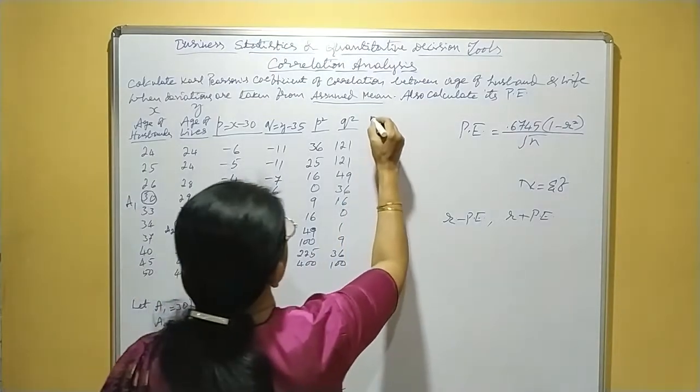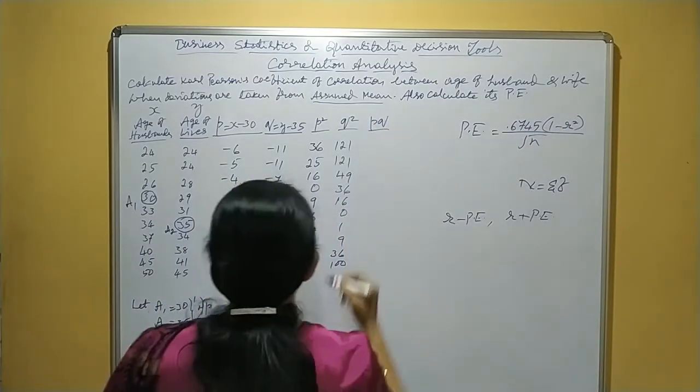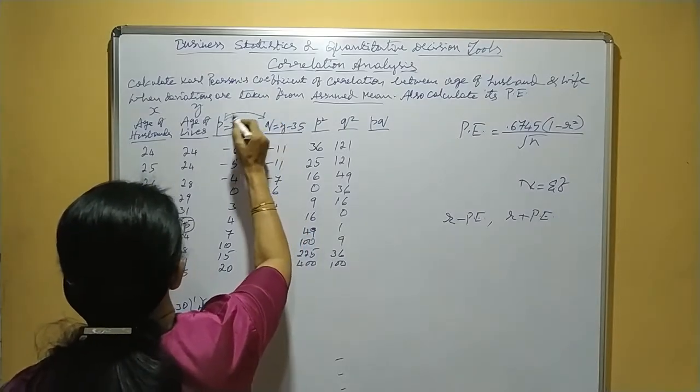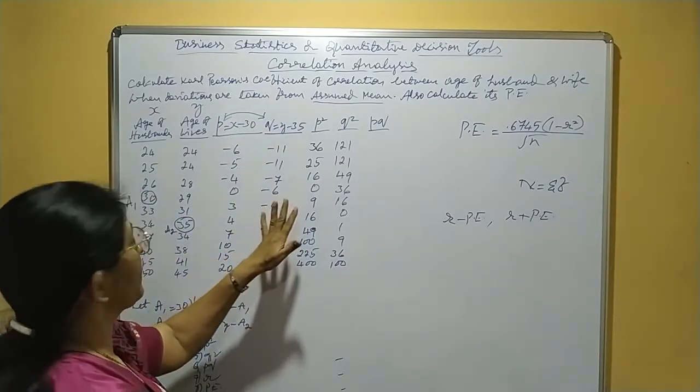Okay. Next, here take PQ. Here PQ means you have to multiply these two. Here you should be careful about algebraic signs.